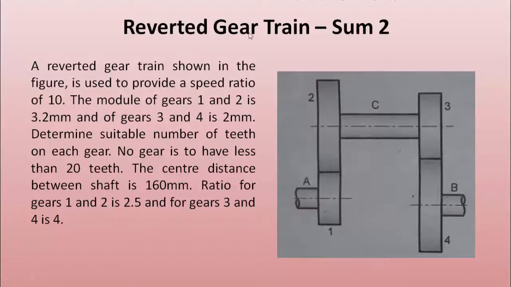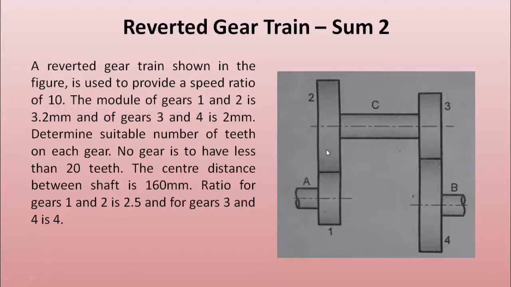This is the second question on reverted gear train that we will be seeing. This is a slightly different and a little bit more difficult question. Like the previous question, we have the same reverted gear train. There is the driver gear 1, there is the driven gear 4, and 2, 3 is the compounded gear. 1 is meshing with 2, 3 is meshing with 4. In this question, the final speed ratio is 10. So the final ratio of velocities between 4 and 1 is 10.